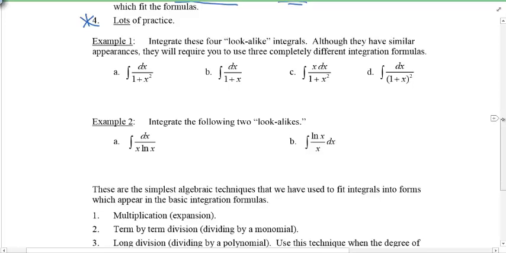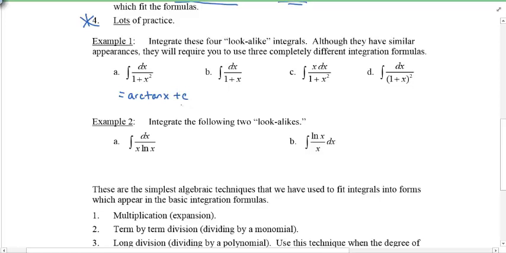So to illustrate how complex this is, look at example number 1. Questions A, B, C, D. They all look very alike, yet they all have different integration formulas. If you look at part A, notice the denominator is 1 plus x squared. That should give you a hint as to what type of integration this is. We just did this recently in Unit 9. And if you said yes, this is the same thing as arctangent of x, you are correct.